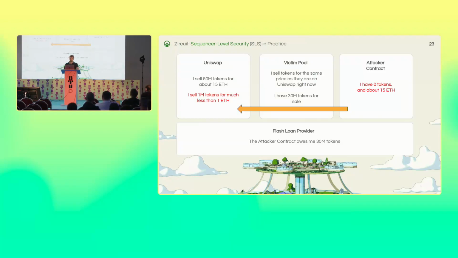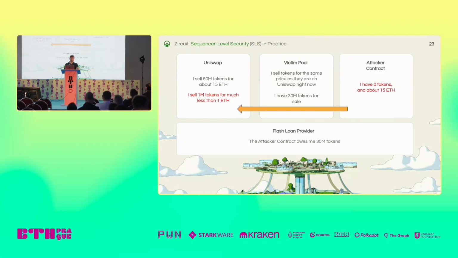So what it will mathematically work out to is that the attacker now holds 15 ETH, has no tokens, but the state of Uniswap is that they have 60 million tokens that they are willing to sell you for 15 ETH, right? So that means that Uniswap is currently selling 1 million tokens for much less than 1 ETH, which was the state at the beginning, okay? So this is already wrong.